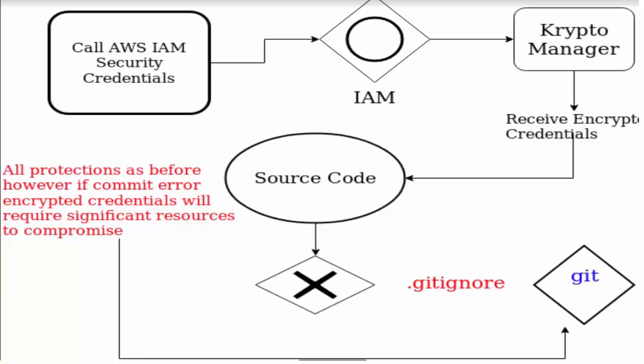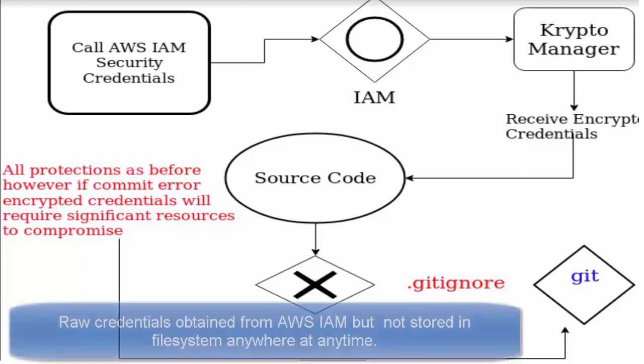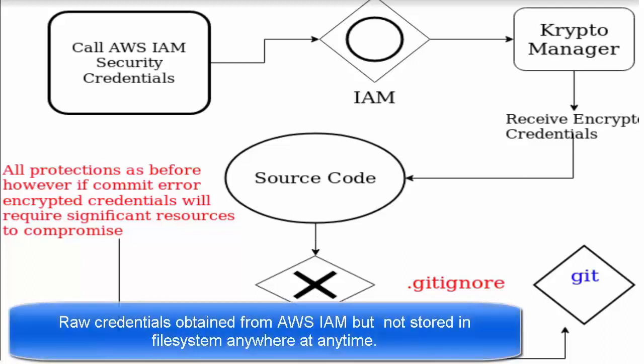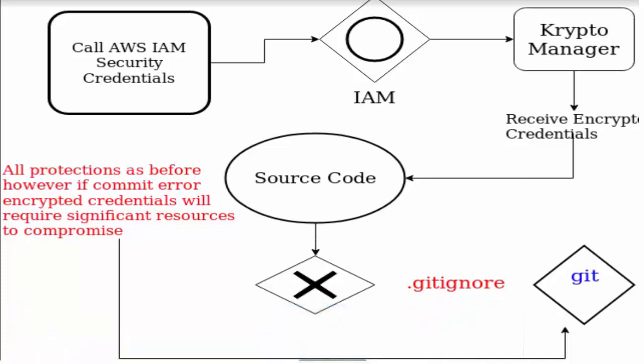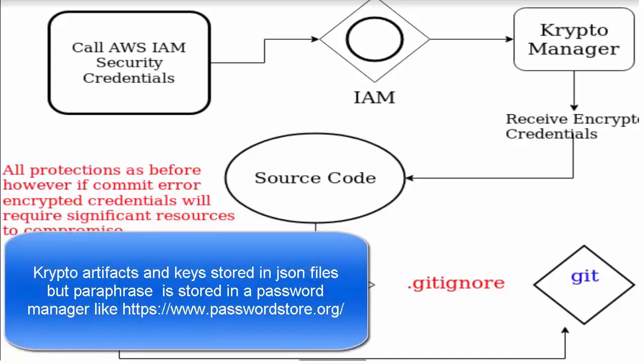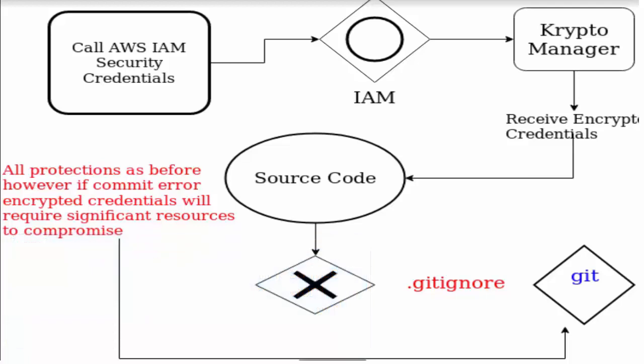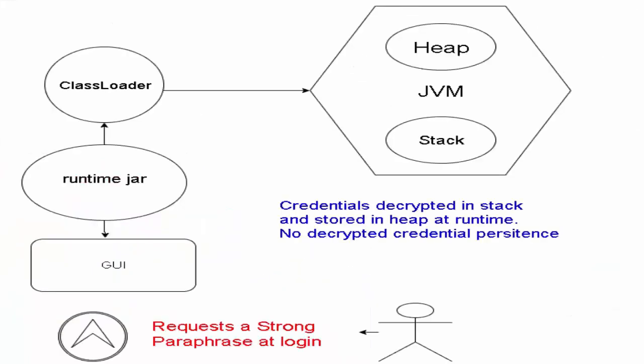First, we call AWS IAM for the security credentials. These come into Krypto Manager, but they don't exist in the file system. They're encrypted and we put them into the source code, protect them with gitignore just as we would if they were unencrypted. We can put the encrypted credentials and other sensitive data, such as account IDs, into the source code in their encrypted form.